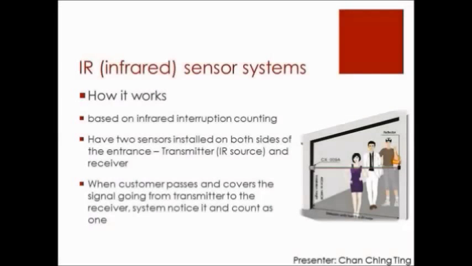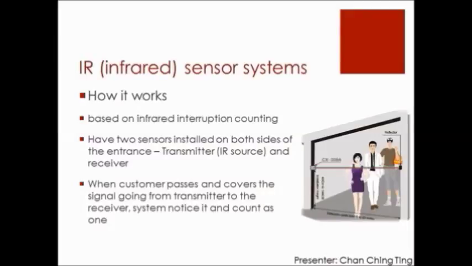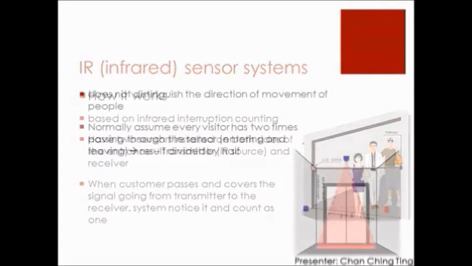Another method that is commonly used is the infrared sensor system. Briefly speaking, it is based on infrared interruption counting. First of all, two sensors have to be installed on both sides of the entrance, which are the transmitter, the IR source, and the receiver respectively. When a customer passes and covers the signal going from the transmitter to the receiver, the system will notice it and then count one.